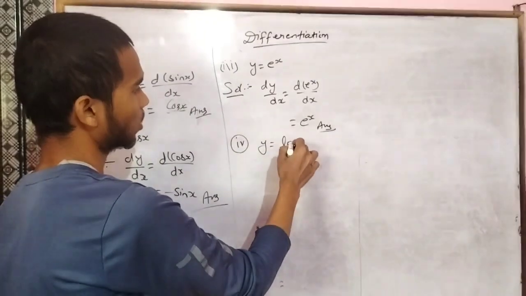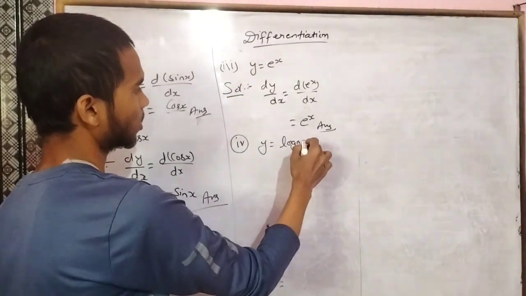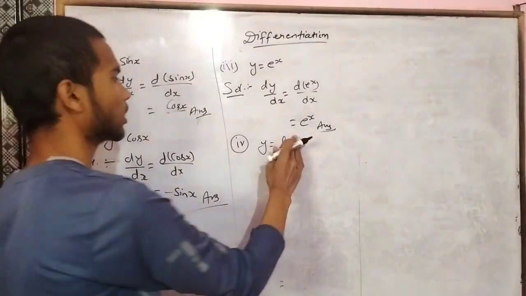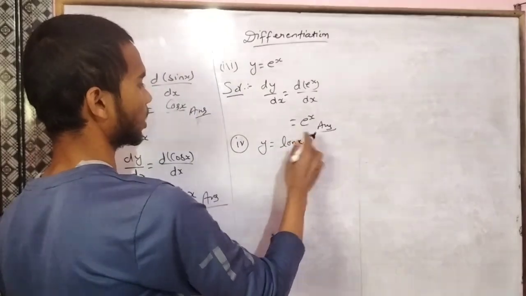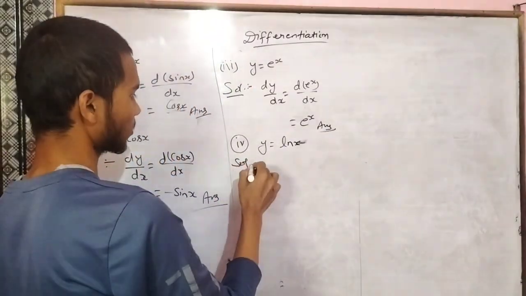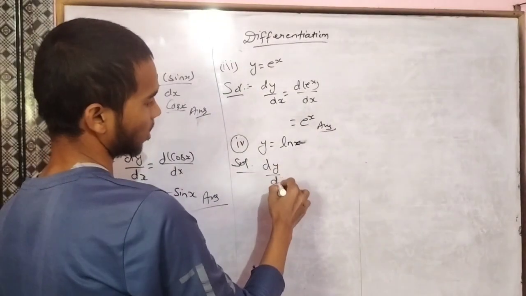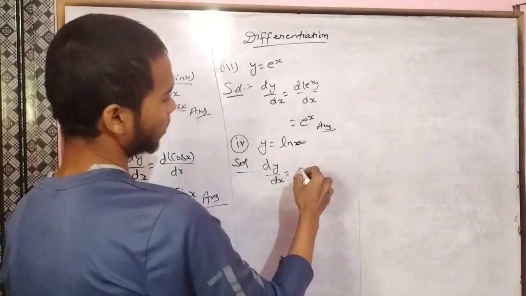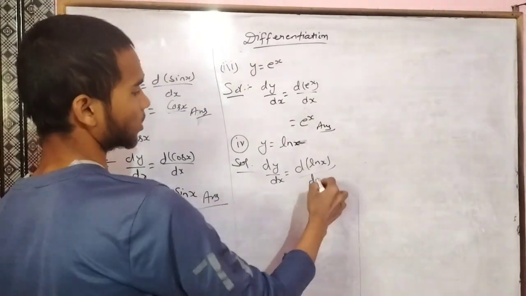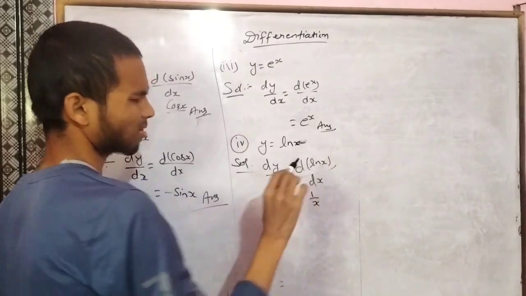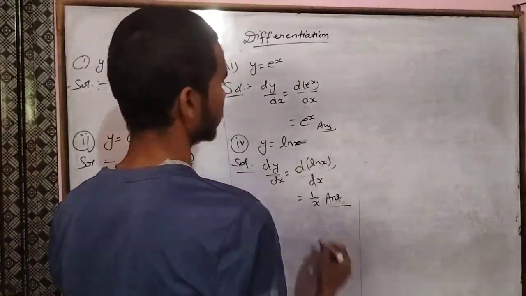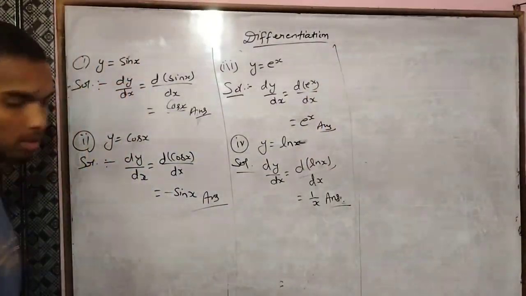Now, y is log x, otherwise you can write ln x. Always remember, the differentiation of ln x is 1 by x. It is just a formula. Don't worry.